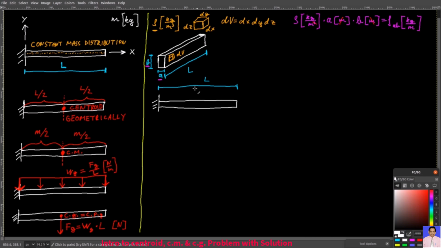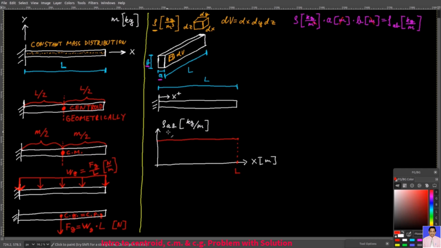In fact, if I look at the beam from the side, and then this would be my positive x direction, and this is my length L, then in our case, the density is also constant in the positive x direction along the length of the beam. That's why if I graph my density per unit length as a function of x, my rho AB is simply a horizontal line. And from now on, let's call it rho sub L, so density per unit length.